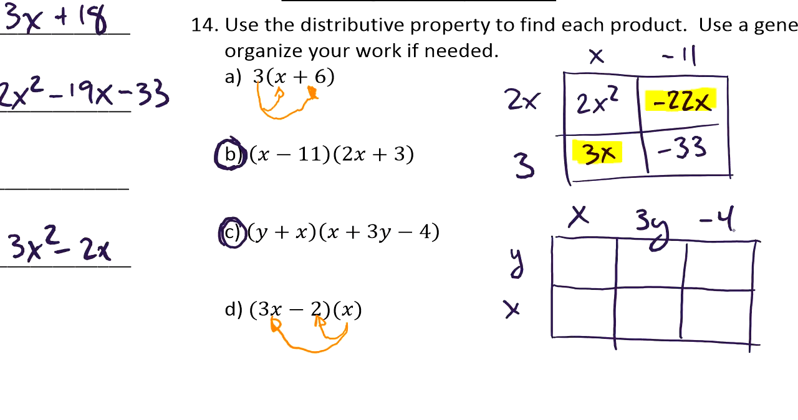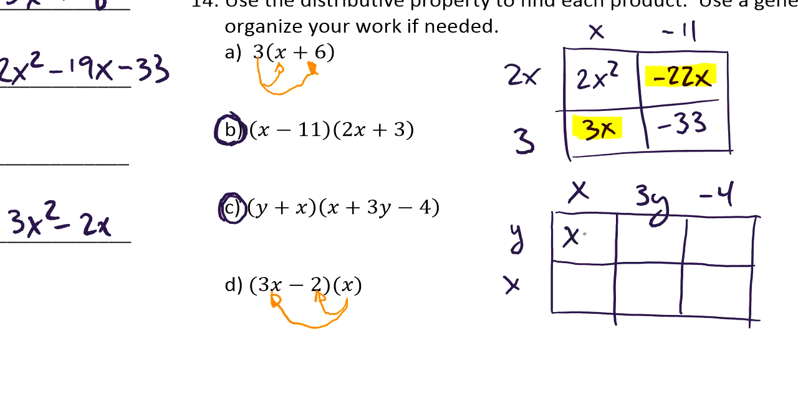So again, let's multiply the row and column to fill in each of these values in the table. X times y is xy. X times x is x squared. 3y times y is 3y squared. Negative 4 times y is minus 4y. Let's see, 3y times x is, I'm going to write it as 3xy. 3xy and 3yx are the same, commutative property of multiplication. And then finally, negative 4 times x is minus 4x.